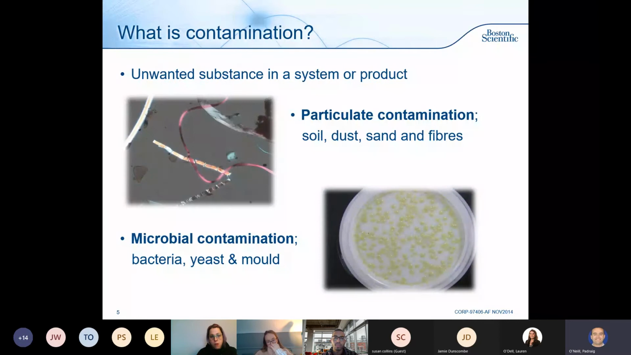So, what is contamination? It's any unwanted substance in a system or product. You have your non-viable contamination: soil, dust, sand, fibers, a piece of packaging, a piece of metal, anything that isn't supposed to be physically in there. And then we have our microbial contamination as well, which we will be looking for, which is bacteria, yeast, and mold.